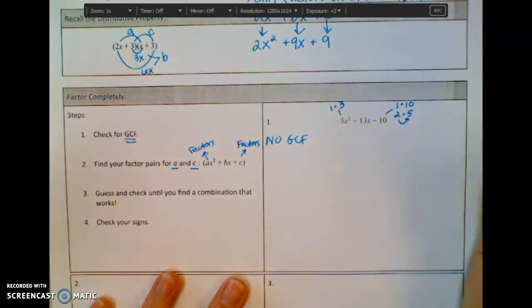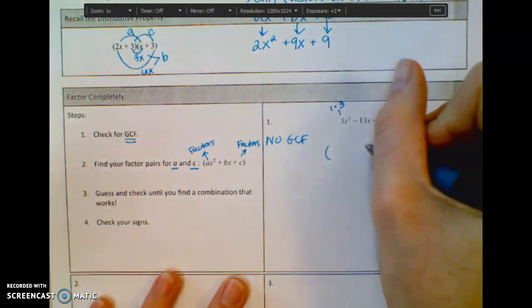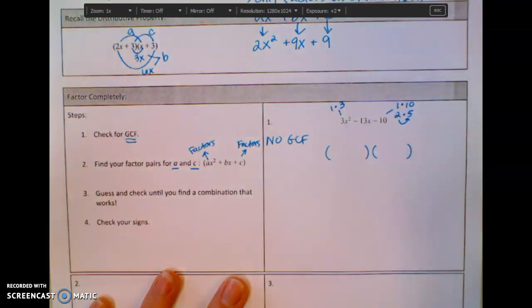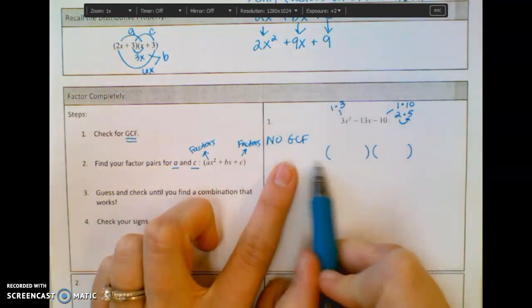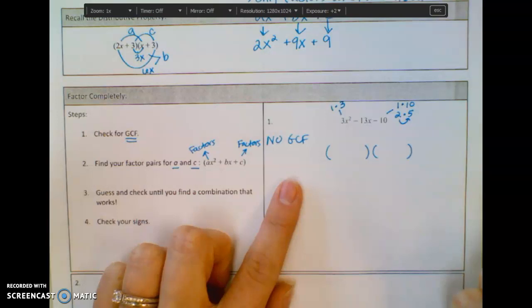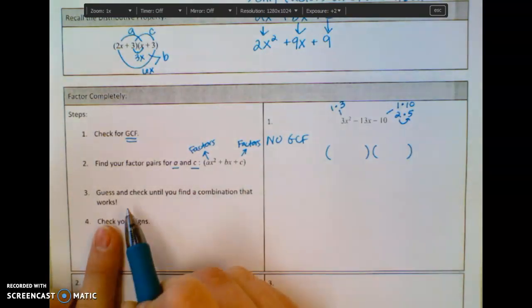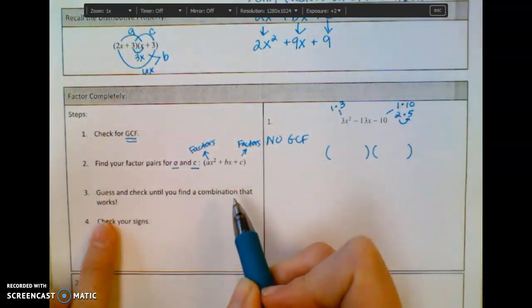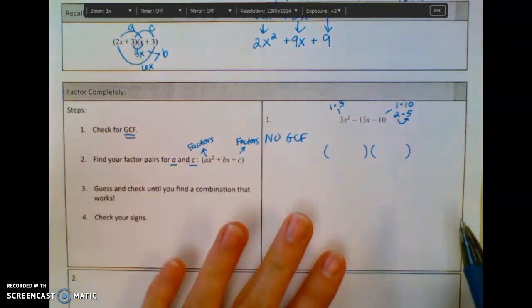Once we have found our factors, we're going to go ahead and set up our parentheses. If we have a GCF, it'll go here, but in this case, we don't have a GCF. So step 3 says, guess and check until you find a combination that works. So that's what we're going to do now.